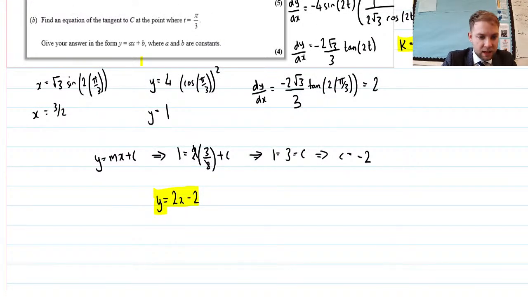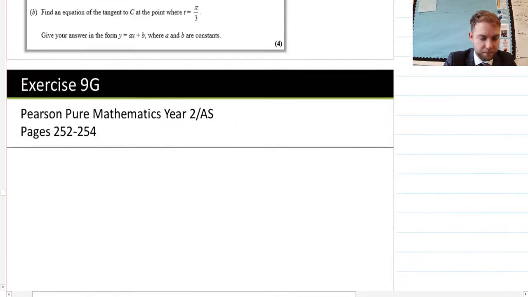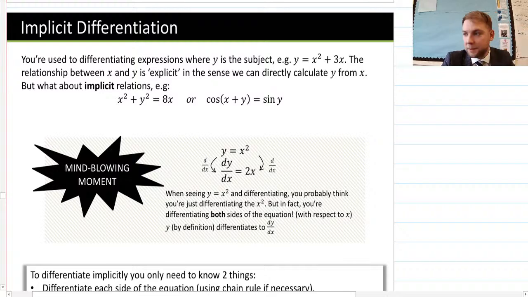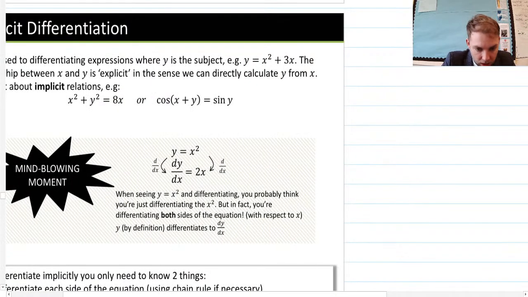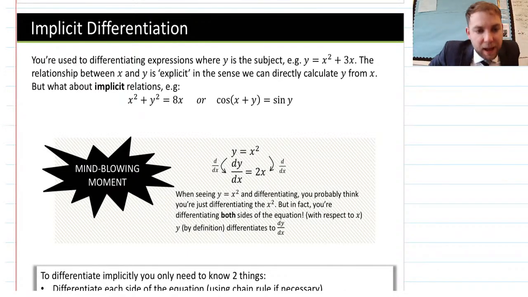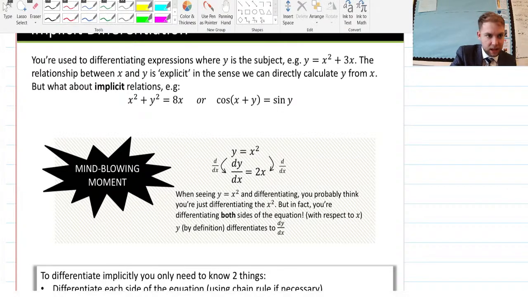Okay, let's move on from that then. We're now going to be having a look at implicit differentiation. With implicit differentiation, you might want to write in your side title, which is implicit differentiation. We can differentiate everything with respect to x, but we don't have to differentiate in the form of y is equal to x of something. So usually, everything we differentiate at the moment is in this format.